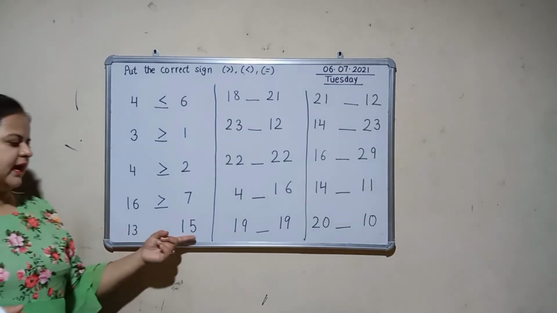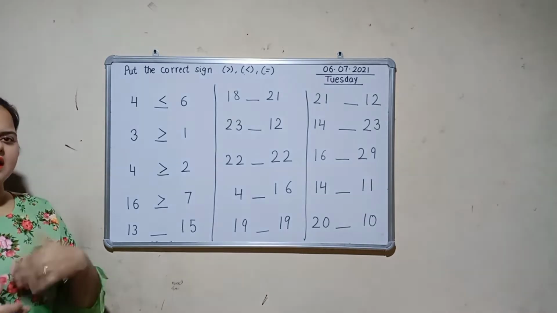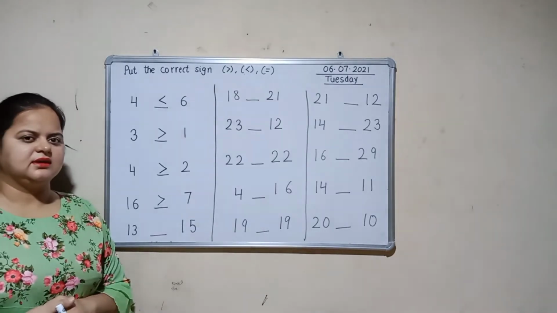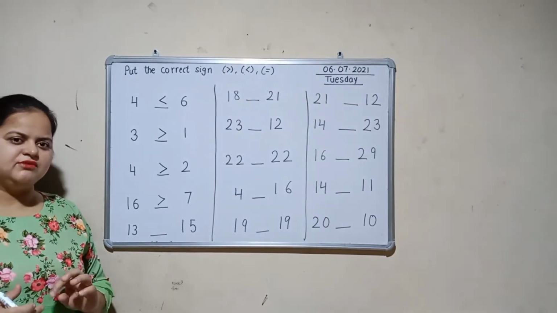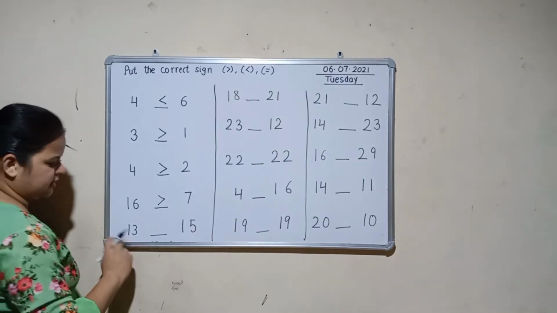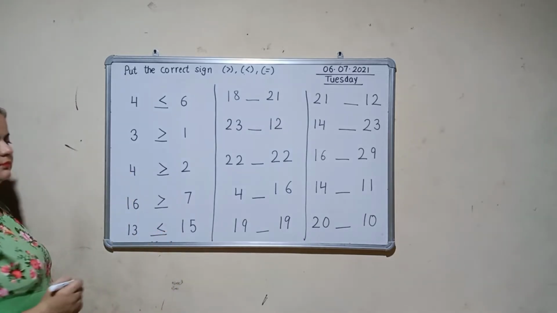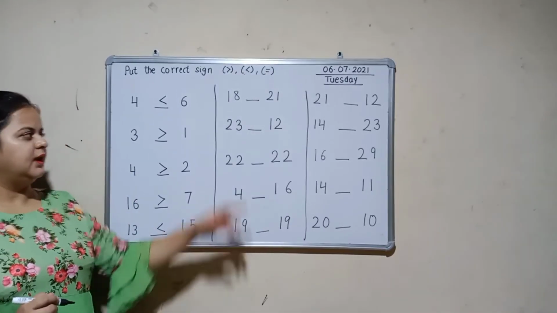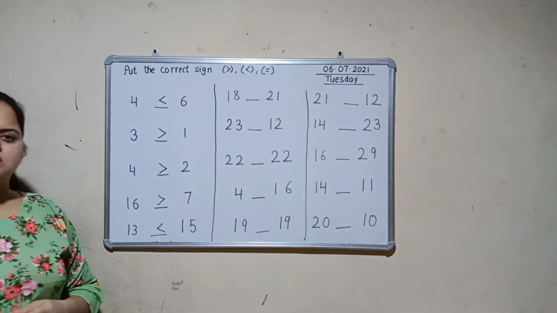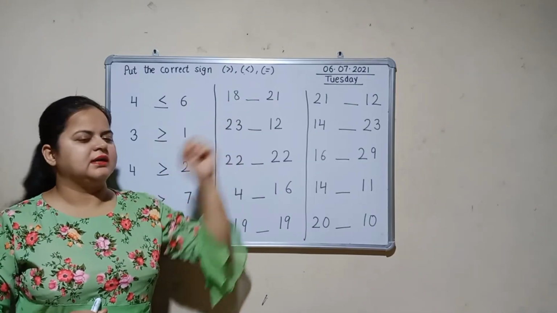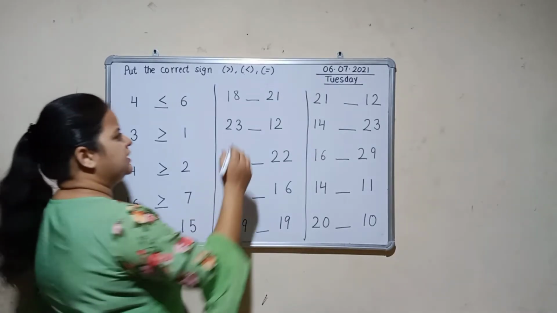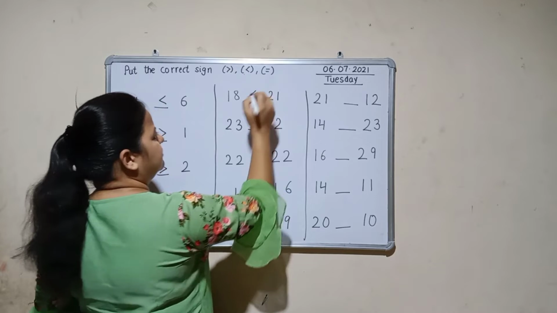Good. 13 and 15. Okay, in counting, will 13 come first or 15? 11 12 13 14 15. 13 comes first, so 13 is the smaller number. 18 and 21. Okay, you tell me now which is smaller and which is greater. 18 and 21, which is the smaller number? Yes, 18. Very good. 18 is smaller than 21.